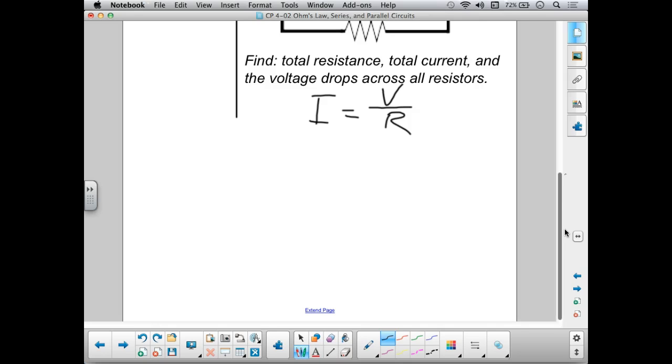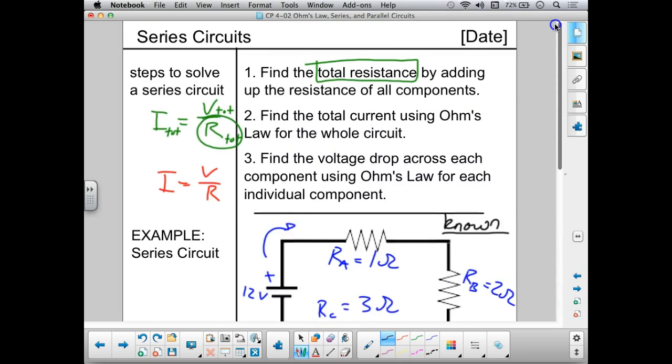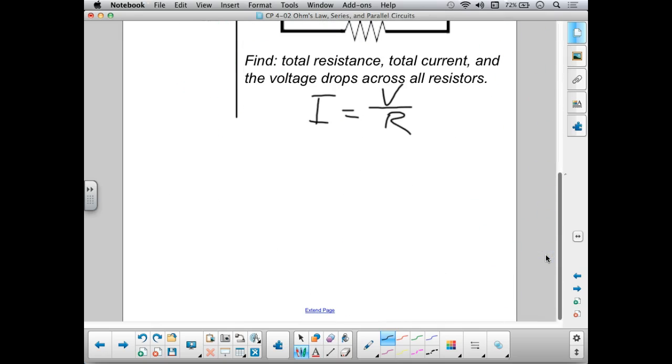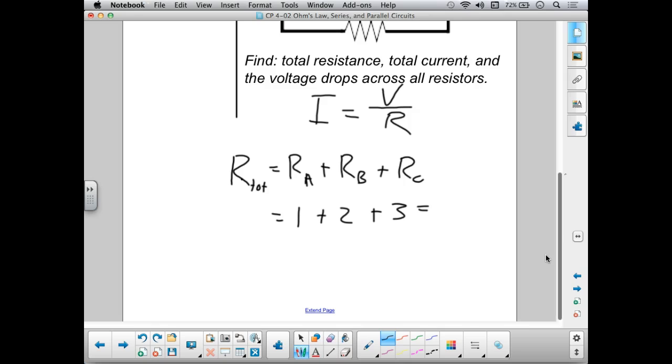So step 1, let me go up to my steps. Step 1 is find the total resistance by adding up the resistance of all the components. Let me add up the resistance of all those components. So R total is going to be RA plus RB plus RC. I have 3 resistors in this circuit. I'm just going to add them all together. This is 1 plus 2 plus 3 equals 6 ohms. That is the total resistance of this circuit.